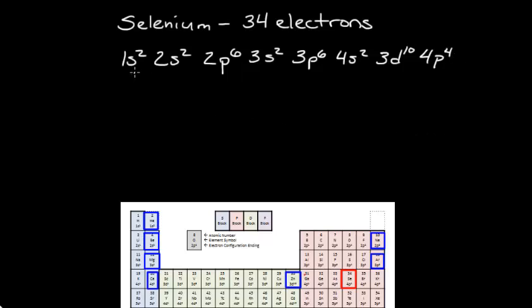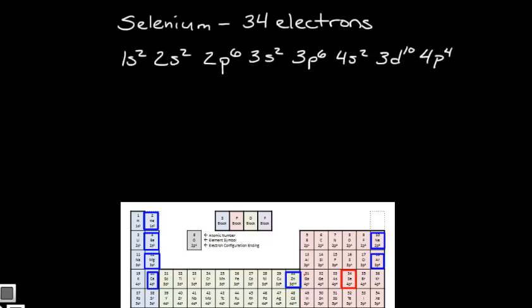All right. So in order, 1s2, 2s2, 2p6, 3s2, 3p6, 4s2, 3d10, 4p4. Now what I'm going to do real quickly is interpret that electron configuration and show you what the parts actually mean.